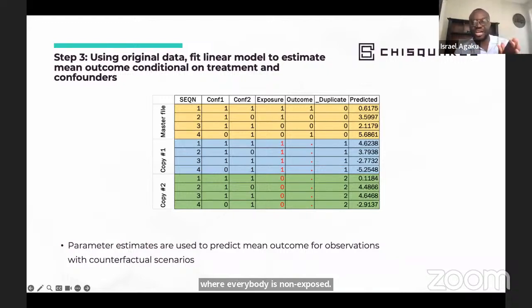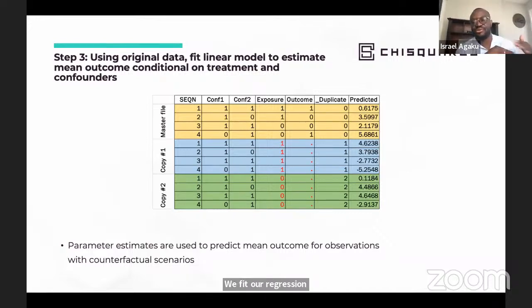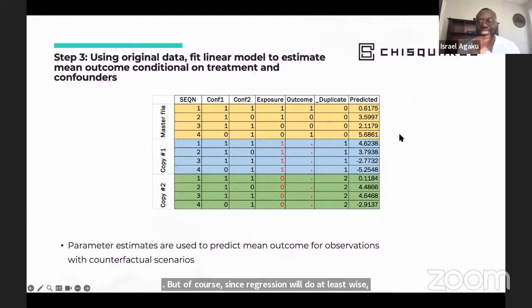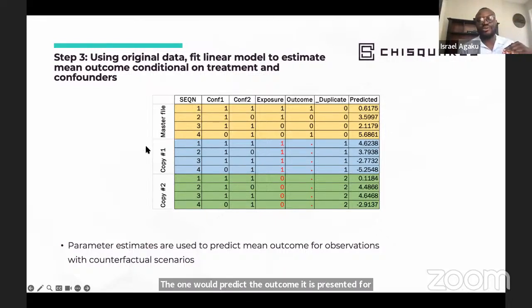So again, I'll recap. We take the original data set and create 2 extra copies. We create the hypothetical scenarios where everybody's exposed and everybody's non-exposed. We fit our regression model with the appended data sets. But since regression does list-wise deletion, the regression itself is done only with the original data set. When we predict the outcome, however, it is predicted for everybody, including those in the duplicated data sets.